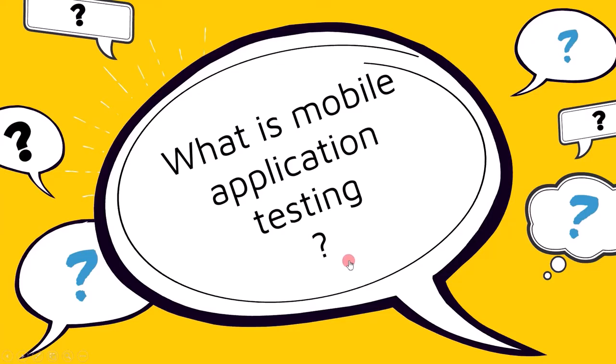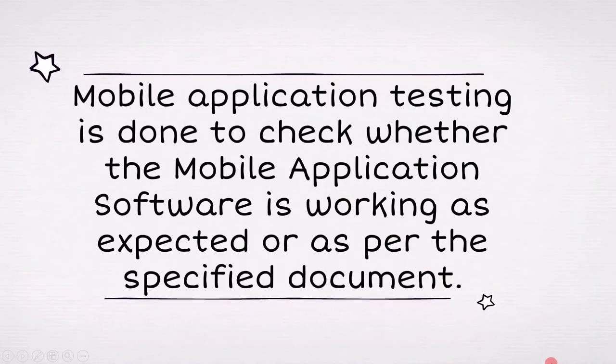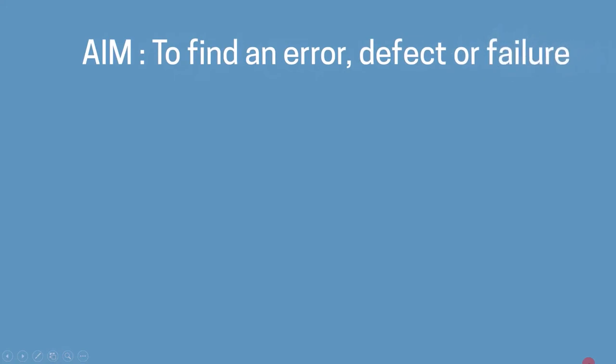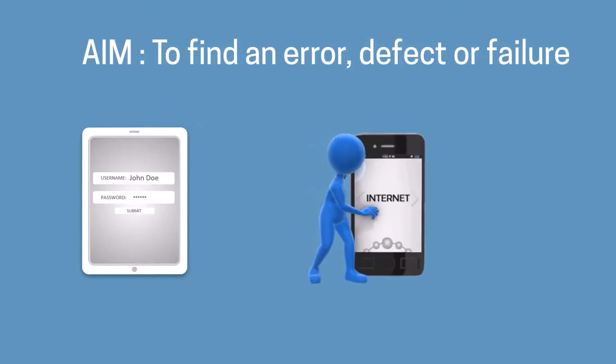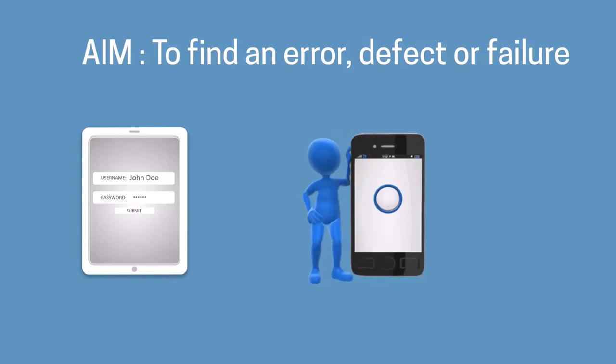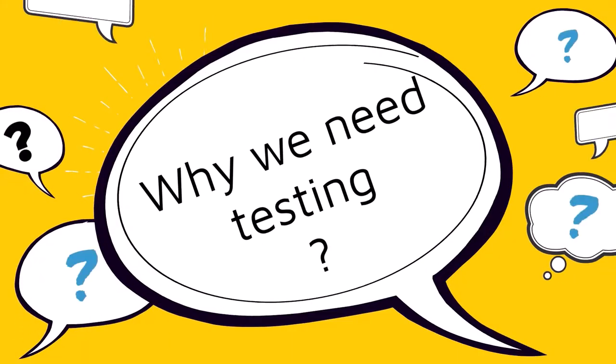What is mobile application testing? Mobile application testing is done to check whether the mobile application software is working as expected or as per the specified document. And the aim of mobile testing is to find an error, defect, or failure. For example, test login scenario of a website. For this scenario, the tester aims to test if the login functionality of the website is working as expected or not. So in mobile testing, our aim is to test the mobile application software if it's working as per requirement or not.